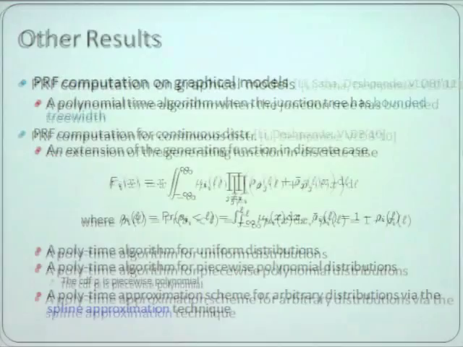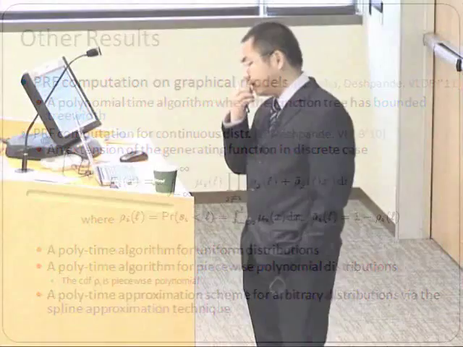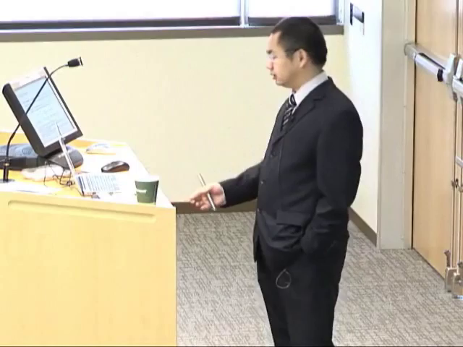OK, so I'm going to show you some other results here. The algorithm I discussed only works for discrete probability distributions. So for the continuous distribution, we have to do something more. Actually, this is a generating function we are going to use. I'm not going to tell you why we use this generating function, but you can see we have this integral here. And in order to evaluate this integral, we need some numerical method.